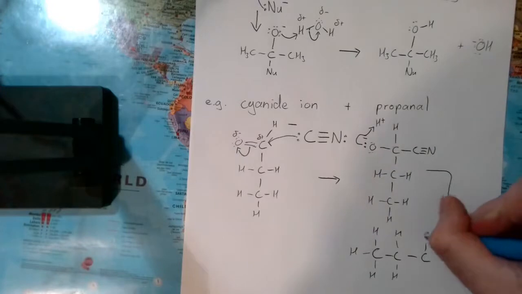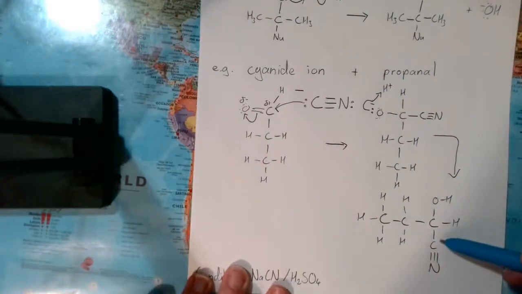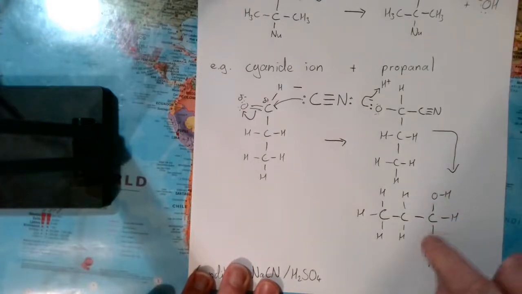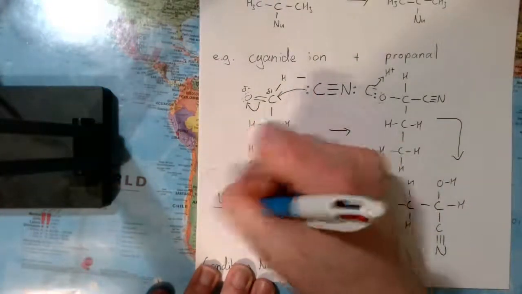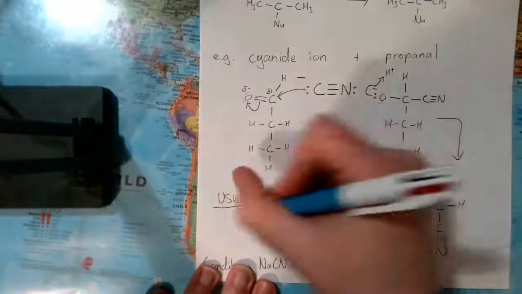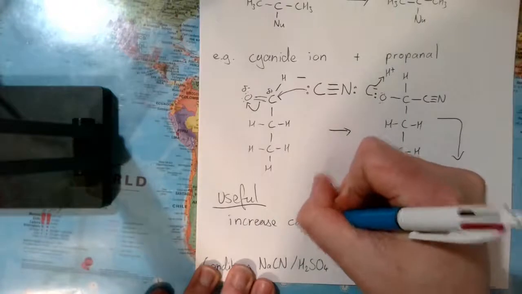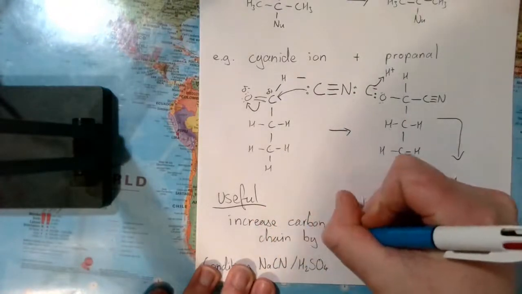We have now the OH bond, we have a hydrogen there, and then we have added the C with triple bond to the nitrogen. This is something that's very useful in organic chemistry, because what we've done is added an extra carbon to our molecule. So this is one of these useful things to know for synthetic techniques, because you can increase the carbon chain by 1.